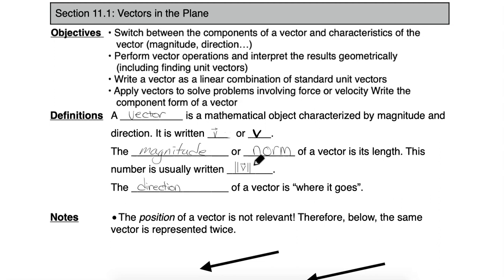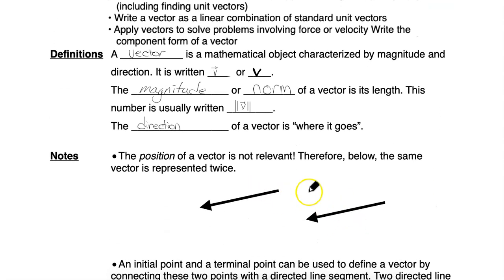The direction of a vector is where it goes, and it will often be expressed by an angle from the x-axis. Now notice that the position of a vector is not relevant. Therefore, here's the same vector represented twice. It made me think that it's a little bit like when we use a mouse for a computer. It doesn't matter where the mouse is when you draw a line. It only matters how far you go and in what direction you go, and that'll show up on the screen. It didn't matter where you started with your mouse.